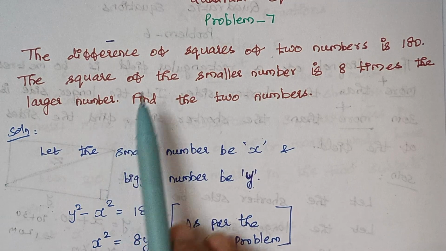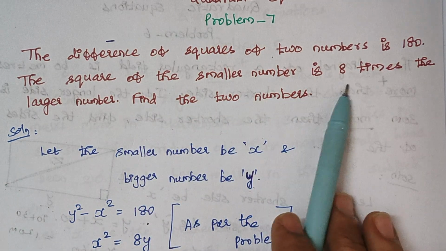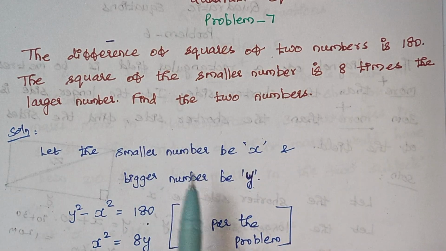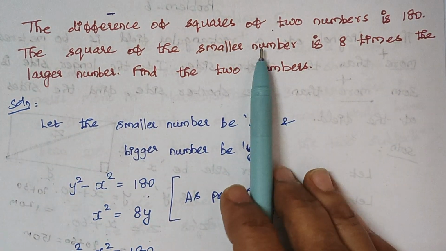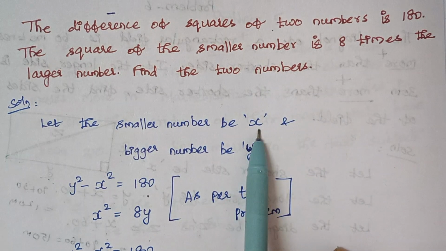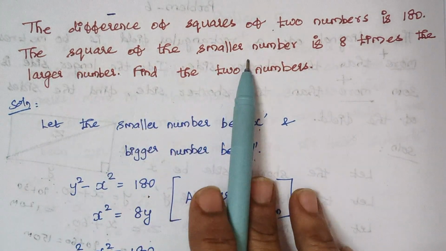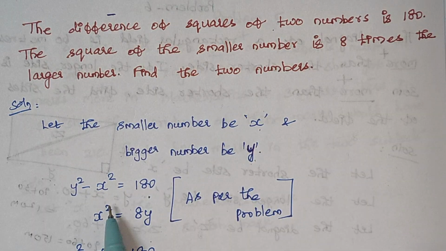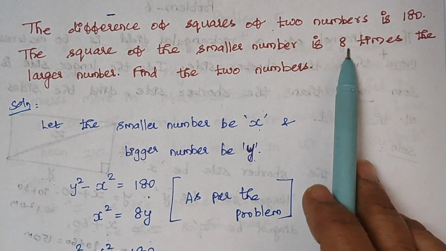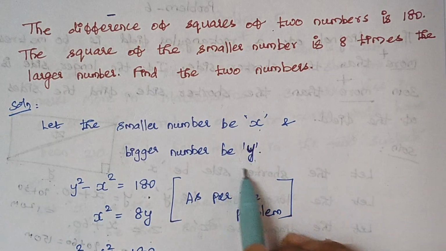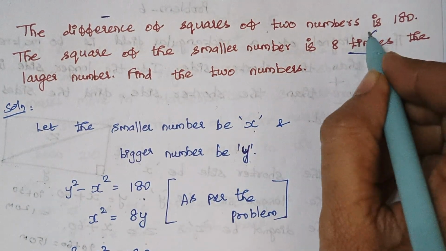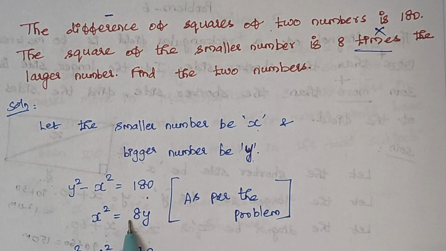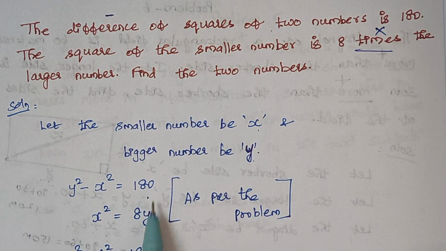The next is: the square of the smaller number is 8 times the larger number. So what is your smaller number? Your smaller number is x. So the square of the smaller number, that is x square, is equal to 8 times the larger number. The larger number is y. Here 8 times represents a multiplication sign. So 8y. These two are the relationships which are given in the problem. From these relationships we have to calculate the values of x and y.